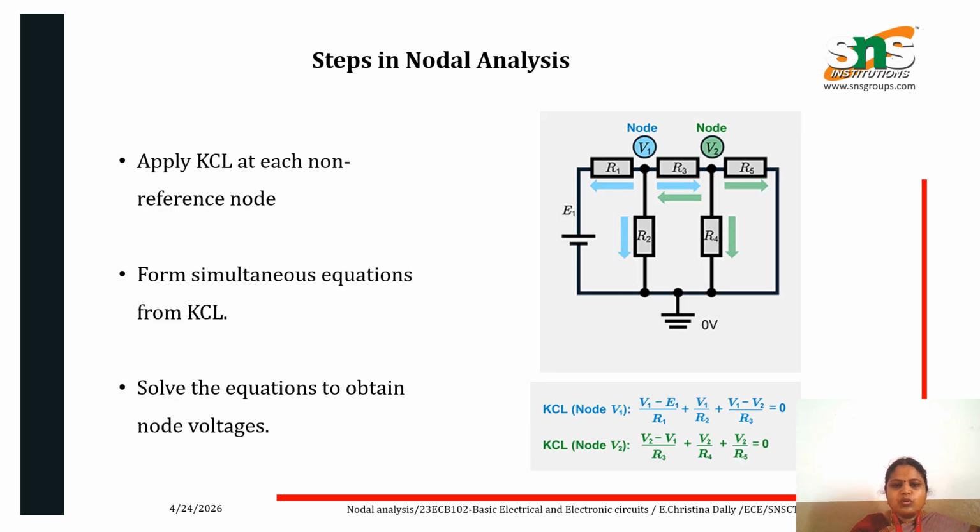The next step is to apply KCL at each non-reference node. We form the simultaneous equations from KCL and then solve them to obtain the nodal solution. If we apply KCL for node 1, it is (V1 minus E) divided by R1, plus V1 by R2, plus (V1 minus V2) divided by R3, equal to 0. For node V2, it is (V2 minus V1) divided by R3, plus V2 divided by R4, plus V2 divided by R5, equal to 0.